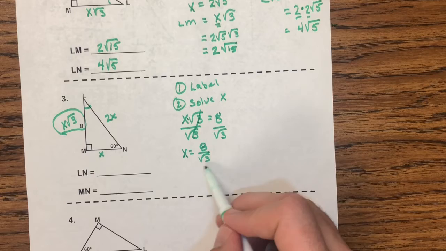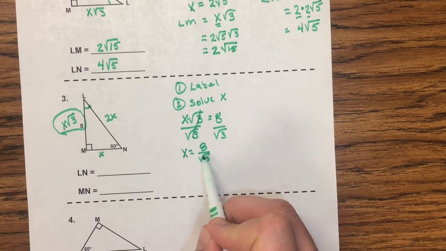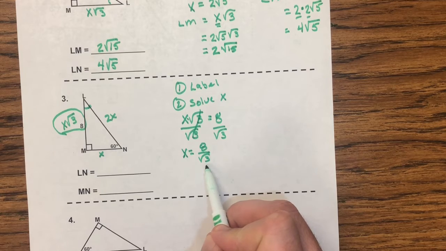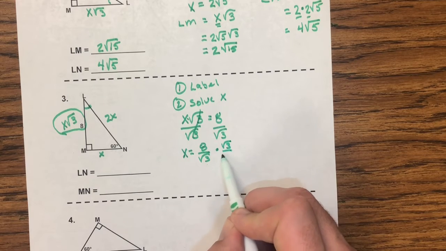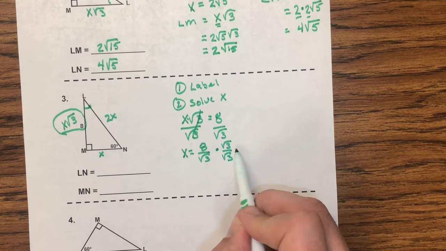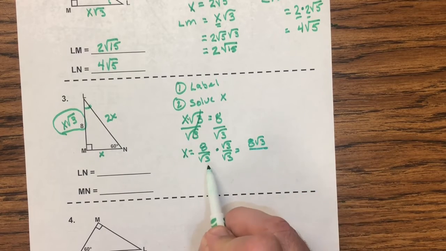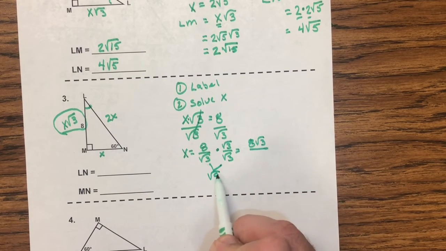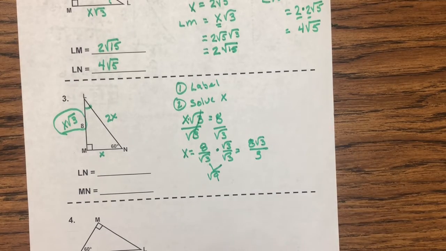Now we had a special rule. We can't have a square root on the bottom. This is different from last time. We had a square root of 2 last time. We're going to do the same process. This is a square root of 3, so we multiply by the square root of 3 over the square root of 3. Across the top, 8 square root of 3. Along the bottom, we get the square root of 9. And the square root of 9 is 3.